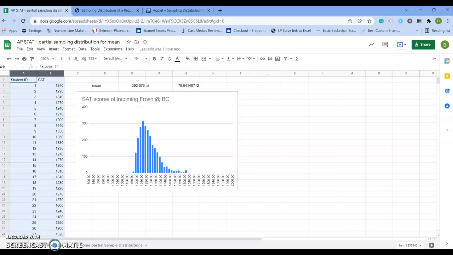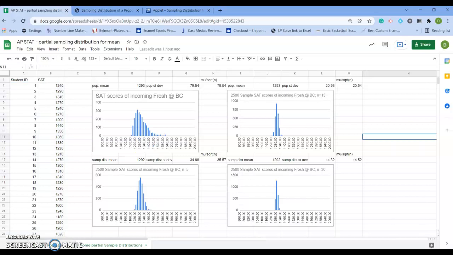Now, I want to consider samples of, say, 5, 15, and 30. To figure out how many samples there are in that sampling distribution, I'd have to use the binomial coefficient, the combination function, and it's a massive number. So I can't possibly list all of them. Instead, I'm going to take about 2,500 of them, which is a lot, and it'll give us a pretty good picture.